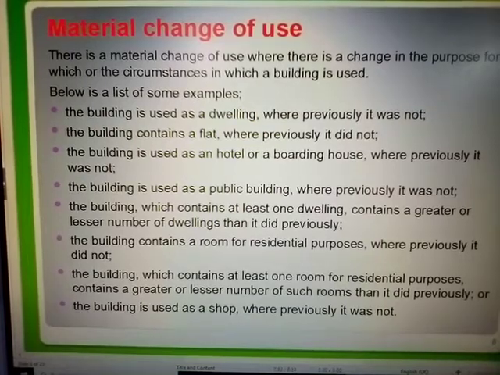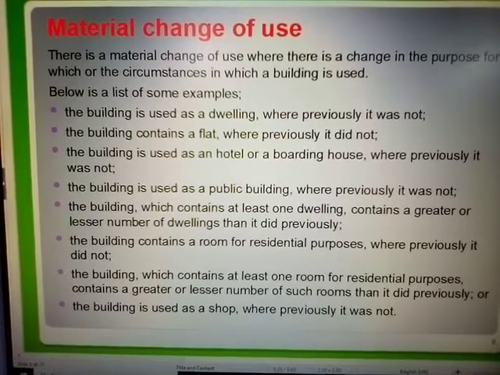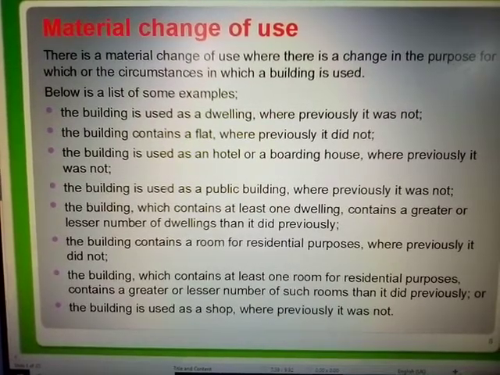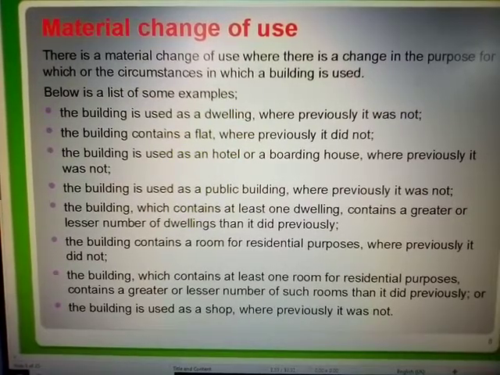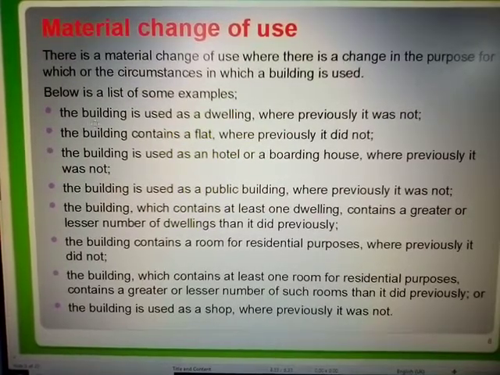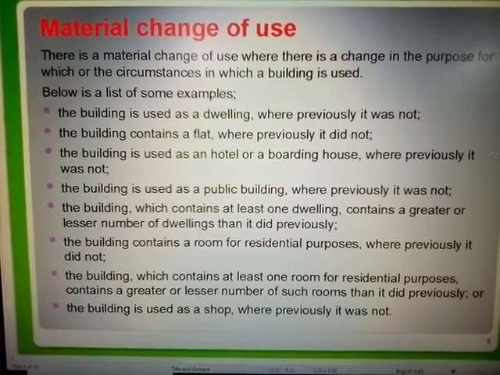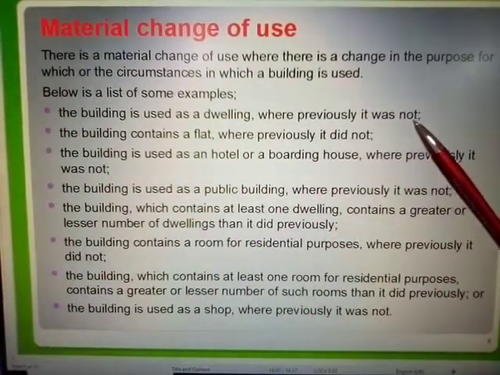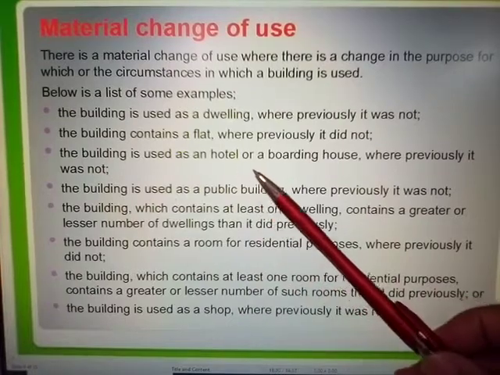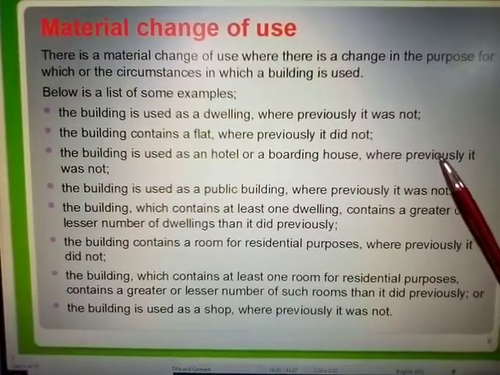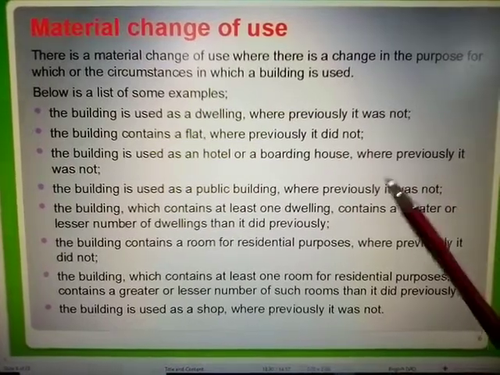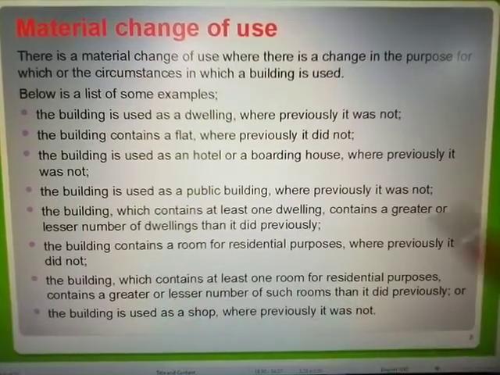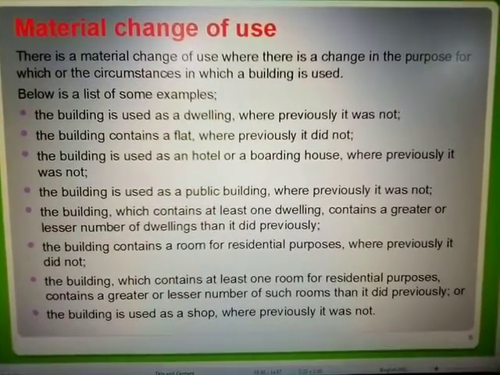Now here, material change of use, and this just gives you a list. There's a material change of use where there is a change in the purpose for which or the circumstances in which a building is used. Below is a list of some examples. Buildings used as a dwelling where previously it was not, etc. So again, read the information for yourselves. Be aware of the building use and make sure that you are familiar with this. If you're called to rewire a building, then you need to be aware of any legislation that might apply to that building, whether it's a listed building or not.